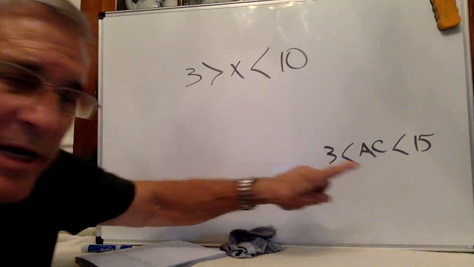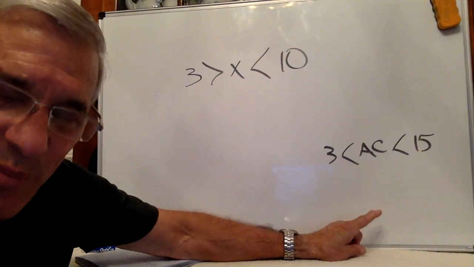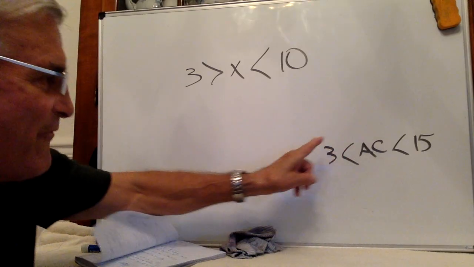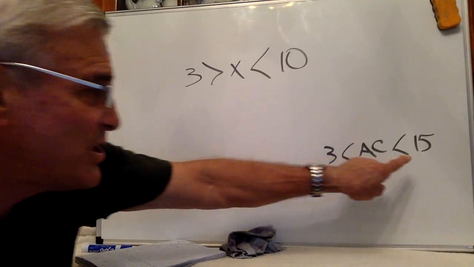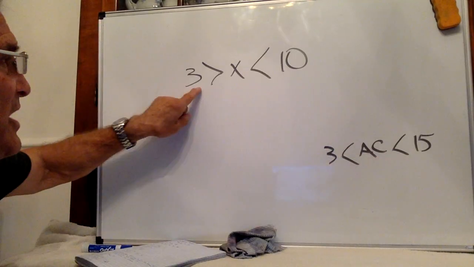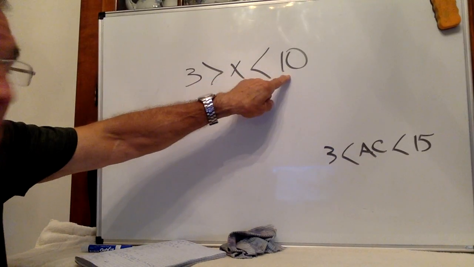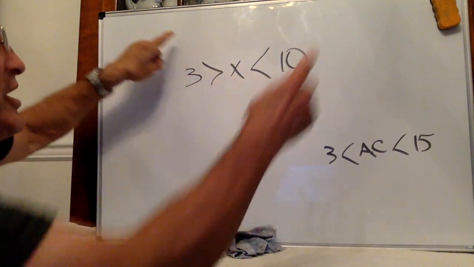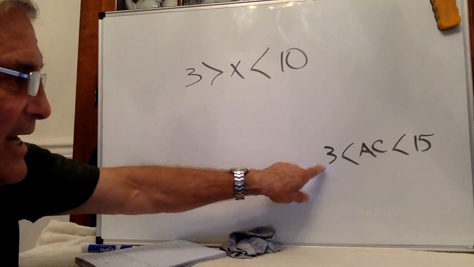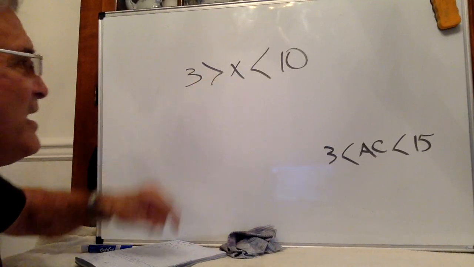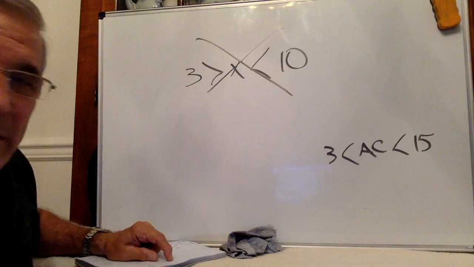You can only use a string inequality when your inequality symbols are pointing in the same direction. And from left to right, it makes sense all the way across. Is 3 less than 15? Yes. Is 3 bigger than 10? No. But it is less than 10. You can't have one sign going one direction and one going the other. I can't write my string inequality this way. This one is a big no-no.